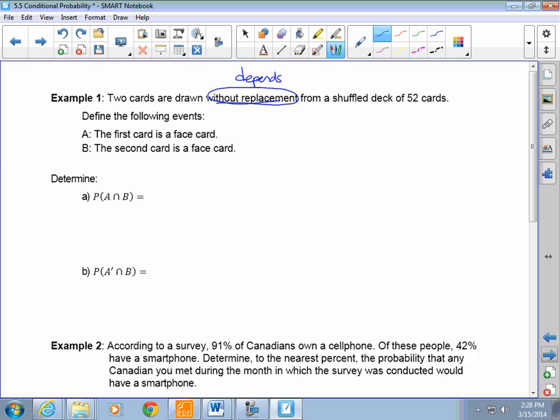So because they're dependent events, the probability of A intersect B is going to be the probability of A times the probability of B happening given that A has. So probability of A, the first card is a face card in a deck of cards. If you remember, that's king, queen, and jack, and there are 4 suits, so there's 12 out of 52.